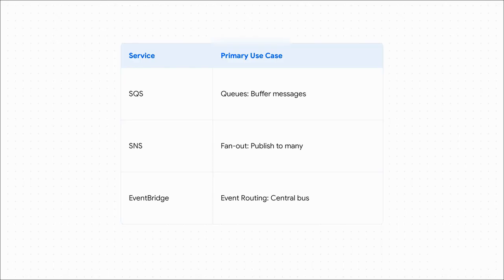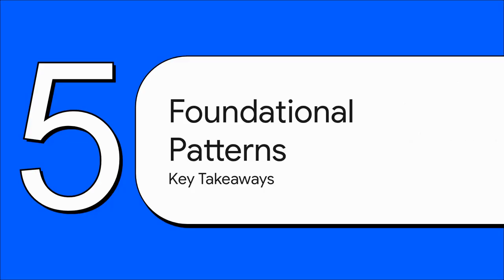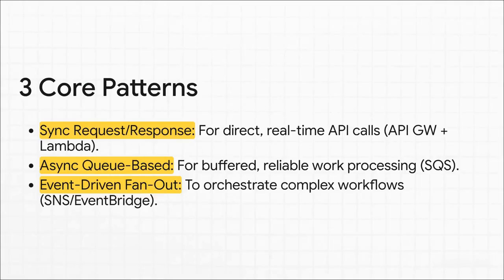It's incredibly powerful. All right, so we've covered a ton of ground. Let's try to boil all this down into 3 foundational patterns that really every single AWS architect should have in their back pocket. First up, you've got your bread and butter, the synchronous request/response pattern for those direct, gotta-have-it-now API calls. Second, you have your workhorse, asynchronous queue-based processing using SQS, which lets you buffer work and process it reliably, even at massive scale. And third, you've got the conductor of the orchestra, event-driven fan-out and routing, using SNS or EventBridge to coordinate really complex workflows between lots of different services.